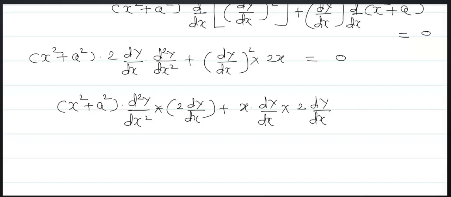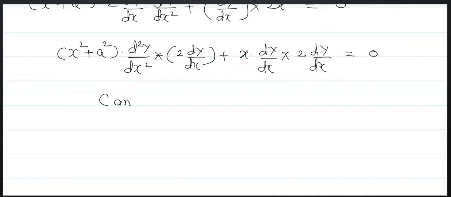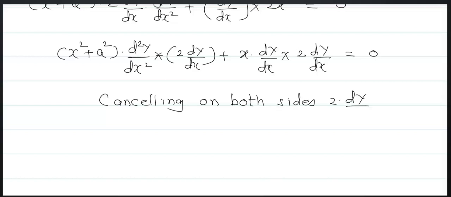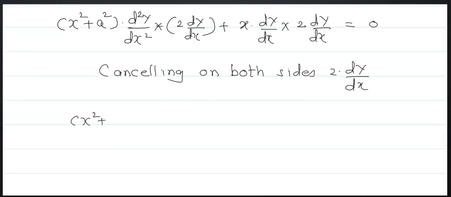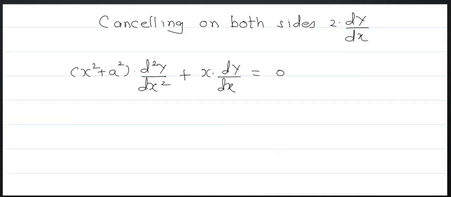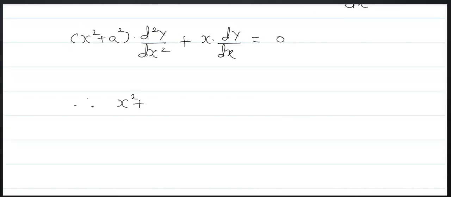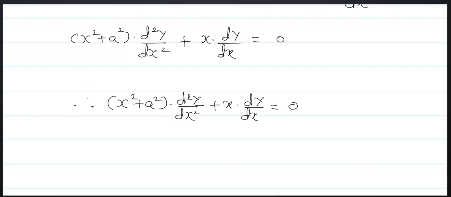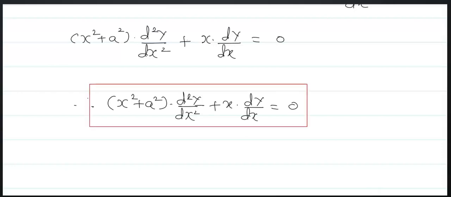That term will get cancelled in the next step. And separating it, now cancel it, 2 into dy by dx. Therefore x square plus a square d2y by dx square plus x into dy by dx is equal to 0. Therefore, x square plus a square d2y by dx square plus x into dy by dx is equal to 0. And hence, it is a proof.